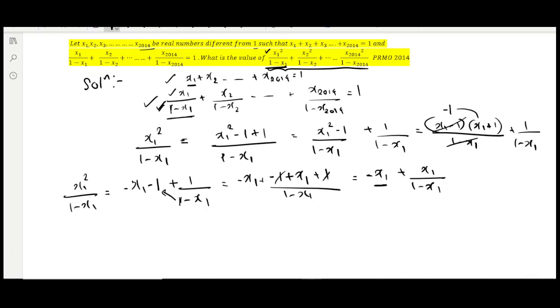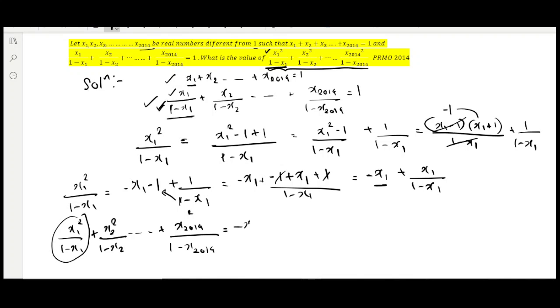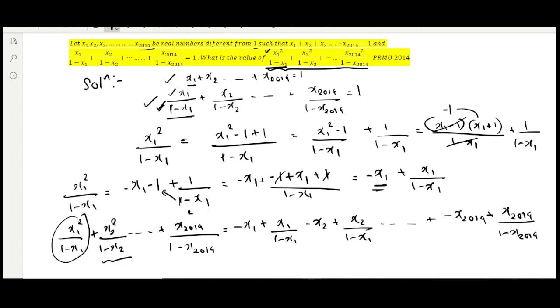So our question is x1 square upon 1 minus x1 plus x2 square upon 1 minus x2 up to x2014 square upon 1 minus x2014. We can write this term as minus x1 plus x1 upon 1 minus x1. Similarly, we can write this term as minus x2 plus x2 upon 1 minus x2, and this will go on up to minus x2014 plus x2014 upon 1 minus x2014.